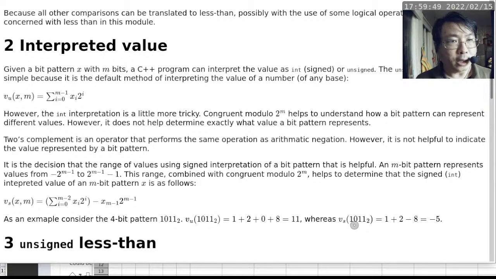The same bit pattern over here, but this time it is the signed interpretation. It would be 1 plus 2 plus 0 minus 8. Why is it minus 8? Because the most significant bit is a 1 over here. And according to this equation, we are subtracting the most significant bit times 2 to the power of the position of the most significant bit. And as a result, the value represented by 1011, if we choose to interpret it as signed, is negative 5.